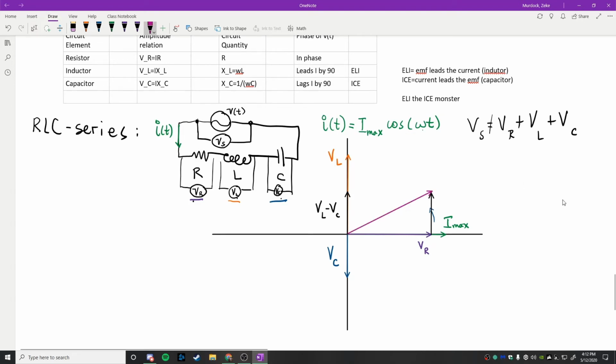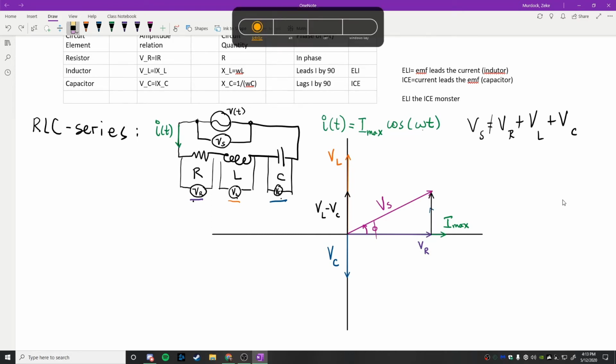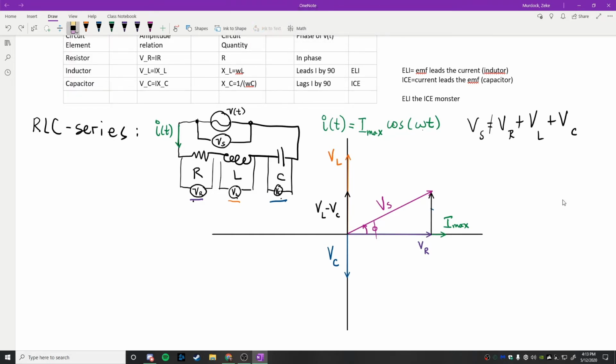I'm going to say that this one represents the voltage across the source. And this angle right here, we're going to call phi. And I'll just indicate over here on the side by erasing that stroke. I'm just going to label it, just so it's clear that this represents V_L minus V_C right here. Okay. And now we're going to do some math with our phasor diagram here.